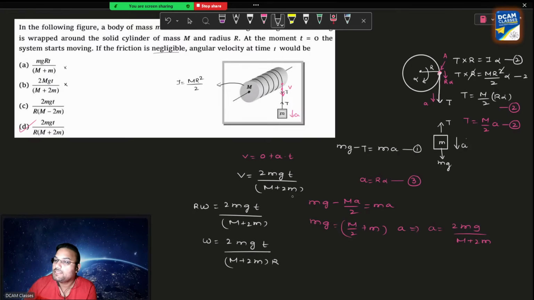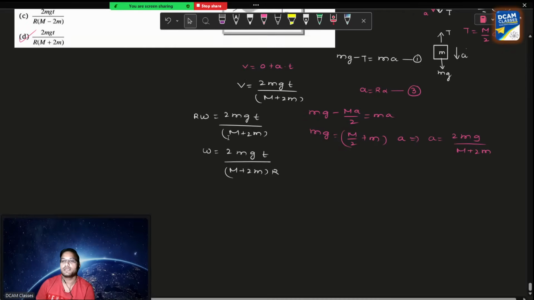Because why we are doing A is equal to R alpha, na? See, because of the rotation of this pulley, the point A will have the tangential acceleration, which is R alpha, this one. But at the same time, string is moving downward with acceleration A. So the acceleration A should be equal to R alpha for no slipping. Otherwise, if the tangential acceleration of pulley at that point and the acceleration of the string are not same, they will be slipping on each other. That's the condition.